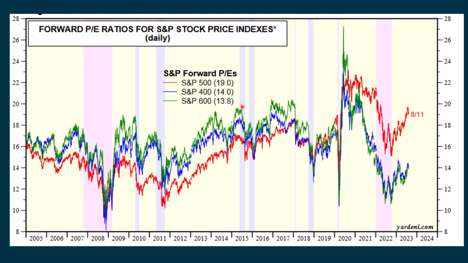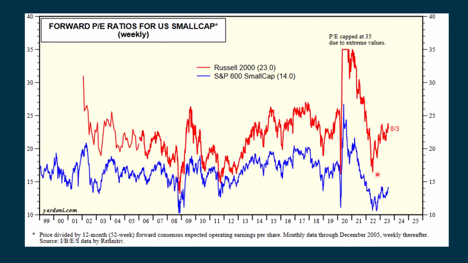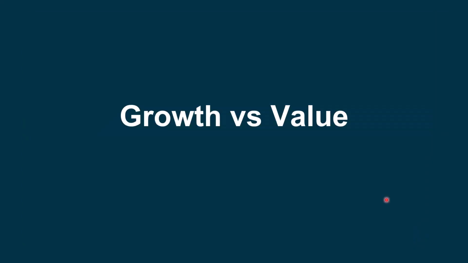Then to plot them all together, we have the S&P 500 in red. Then we have the mid caps and the small caps plotted in blue and in green just to get an idea of where we're at together. Then we also look at the Russell 2000 small cap index. There's another index called the S&P 600 small cap index that we also look at, and there are different PE ratios for those looking forward. For the Russell 2000 we're at 23, and for the S&P 600 small cap index we're at 14.